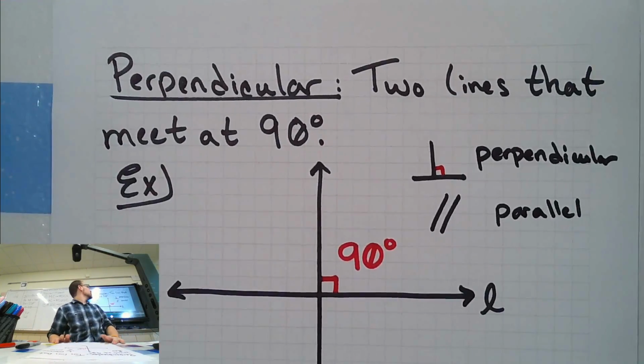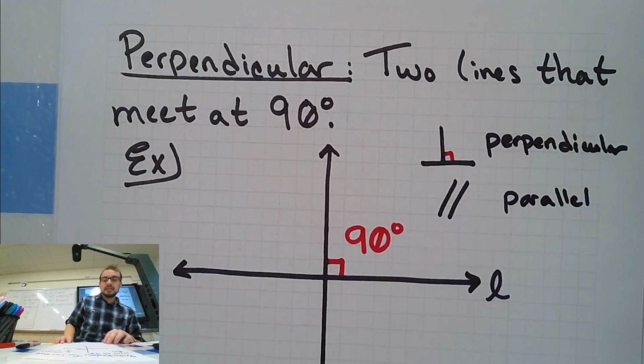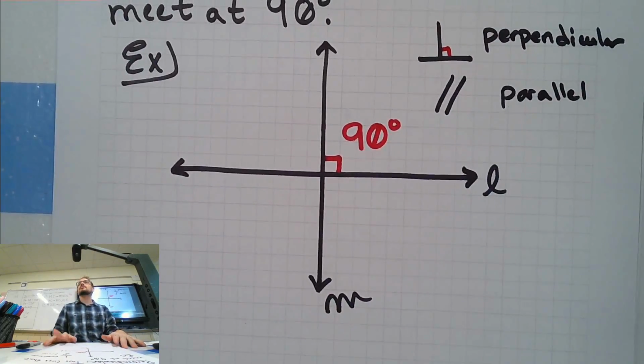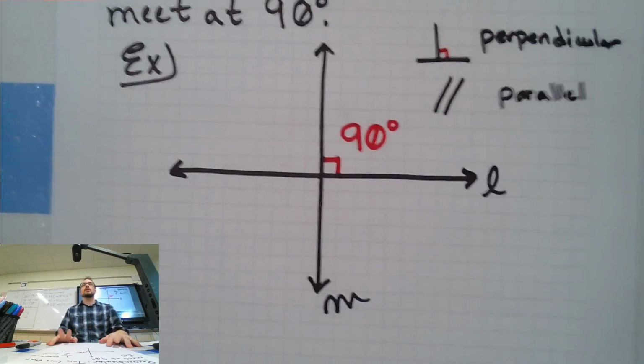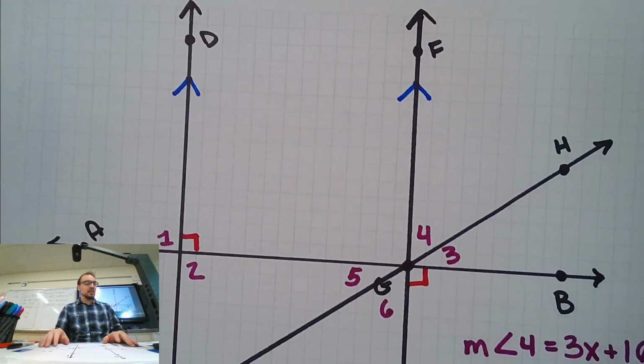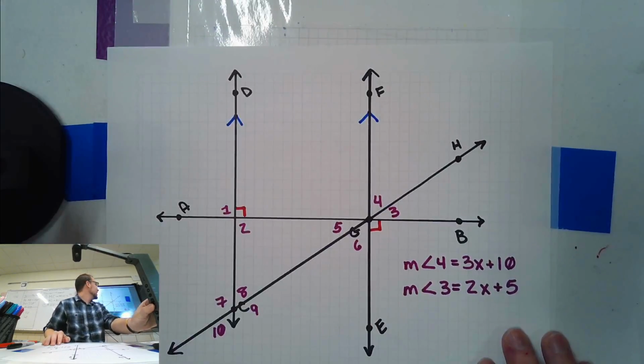So perpendicular, again, two lines that meet at 90 degrees. Exactly. So we got line L, line M hitting at 90. Am I blowing anybody's mind? Hopefully not. All right, here we go.